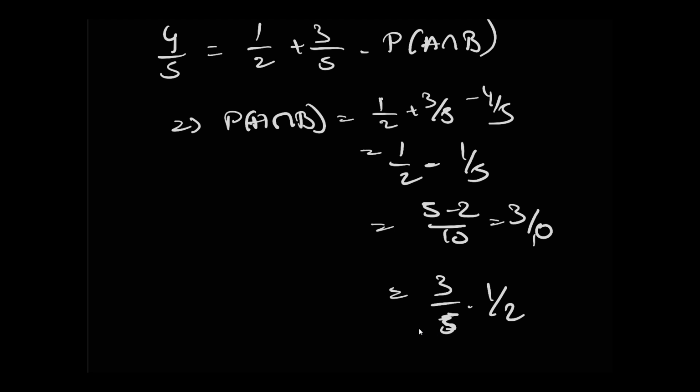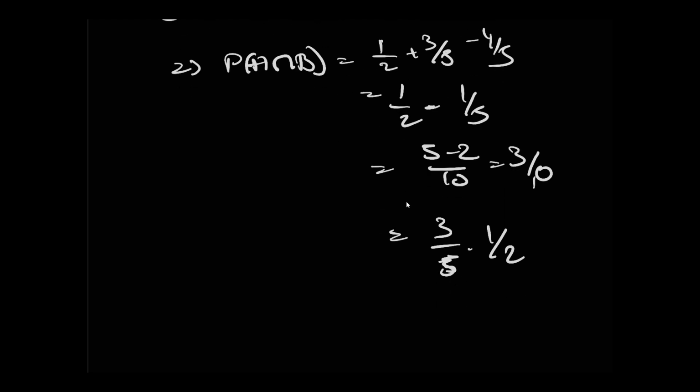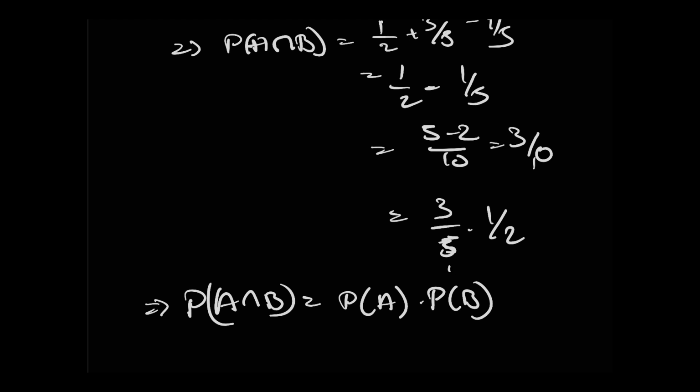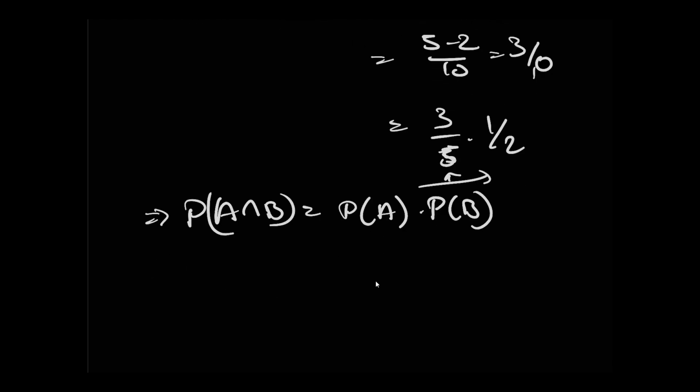That means we got that P of A intersection B is equal to P of A into P of B. This is P of B and this is P of A. So we can write P of A intersection B equals P of A into P of B. Therefore, A and B are independent.